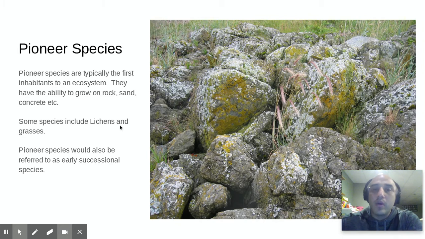All right. So know what a lichen is. Know that it is a pioneer species. Know that it is one of the first species to inhabit an area, specifically bare rock or glaciers that have just newly uncovered some bare rock, and then pioneer species will exist.